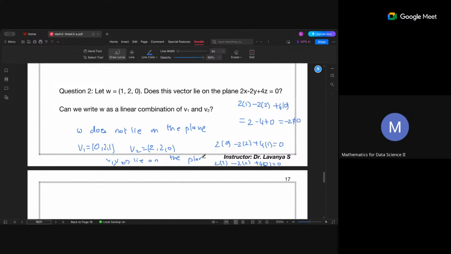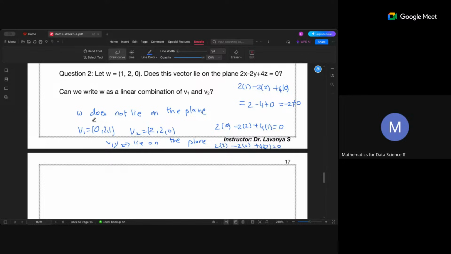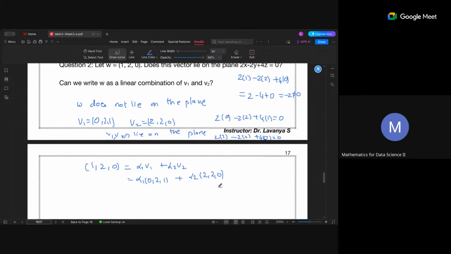Now you have another point which does not lie on the plane. The question is, can I write W as a linear combination of V1 and V2? Shall we quickly check this? Alpha 1 V1 plus alpha 2 V2. Everyone take your paper and pen and let's solve the system of linear equations which you get from here and see whether this system has a solution or not.